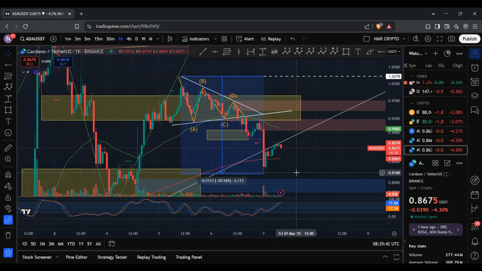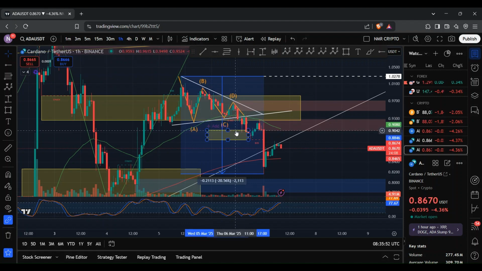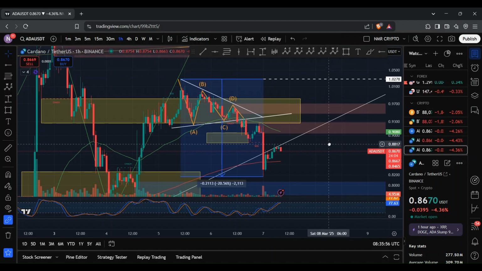Now, in my previous video, we looked at two scenarios that were potentially playing out, and one of which was a corrective move to the downside. And we were looking at a potential WXY structure forming, and our key targets were anywhere between 88 cents and 90 cents. And the other scenario was this triangle setup.